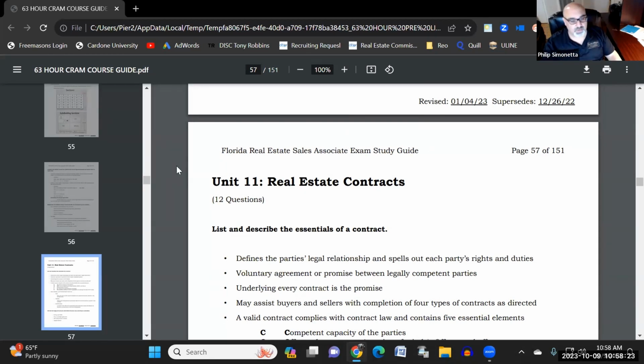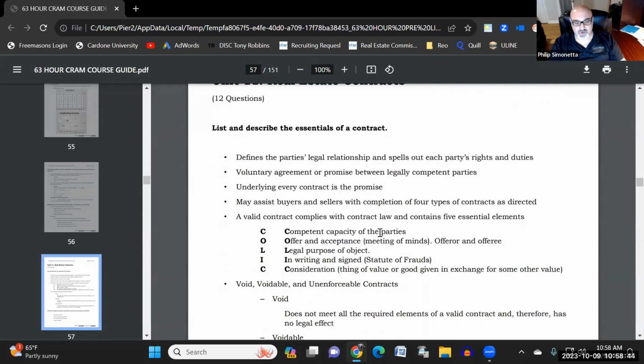Now we're at Unit 11, which is one of the most important units of the entire class. 12% of your examination for the state will come from this. So you're going to have 12 questions out of 100 on real estate contracts. So let's list and describe the essentials of a contract. What is needed to make a contract?